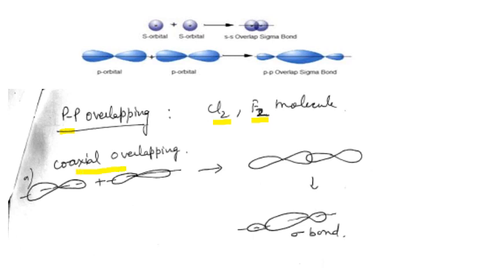The first is coaxial overlapping. It is the symmetrical overlapping, when the p orbitals overlap in a symmetrical way. Here you can see the p orbital of one atom overlapping symmetrically with the p orbital of another atom, and this is also an example of head-to-head overlapping. In this also, a strong bond is formed along the internuclear axis, that is the sigma bond. So when it goes in the symmetrical way, it forms the strong sigma bond.